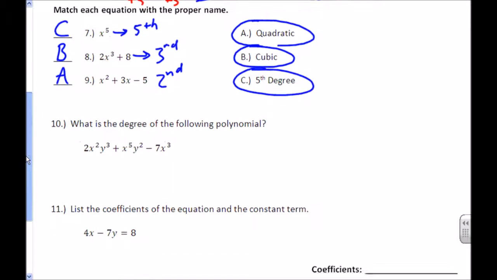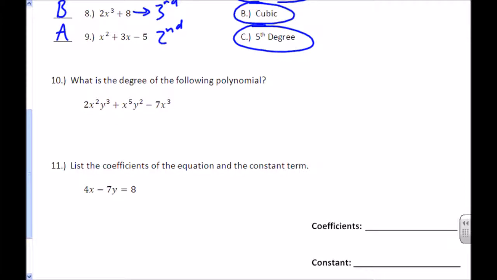In number 10, it says, what is the degree of the following polynomial? Remember, the degree of a polynomial is equal to the highest degree monomial term. So if I look at each of these monomials, the first term has a degree of 5. I just add the exponents together. The next term has a degree of 7. I add the exponents together. And the last one has a degree of 3 because there is only one exponent for my variables.